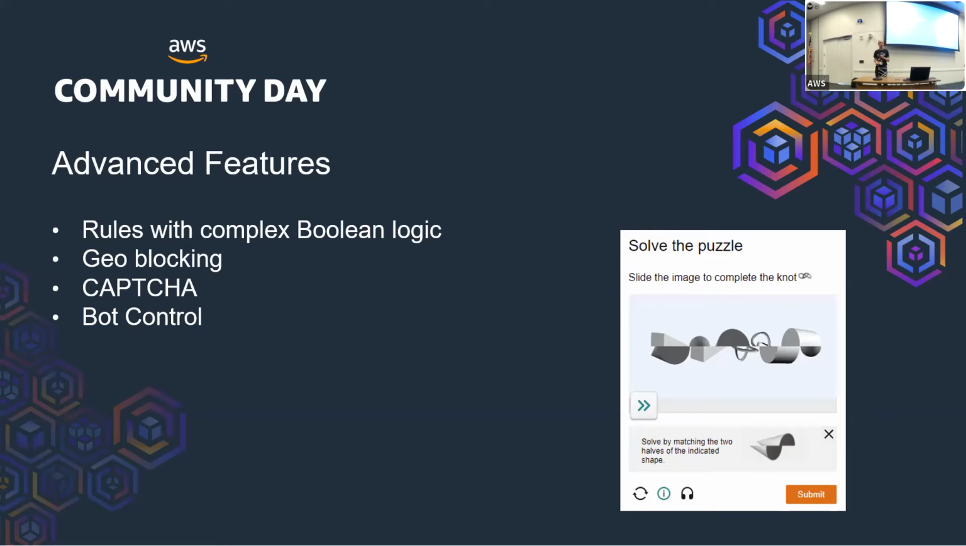There are some more advanced features. You can do some pretty complicated rules with Boolean logic, geo-blocking, things like that. For additional costs, there's these captcha features. So if you've got people spamming comment forms, that's something you could add. I've honestly never seen a captcha of this format that they show here, but apparently that's one of the example puzzles that they have. And then they've got this bot control feature.